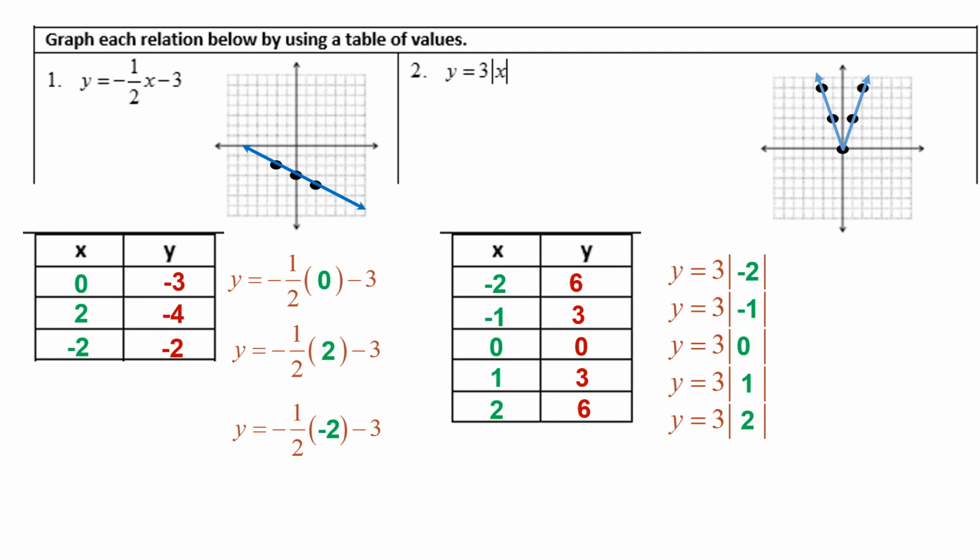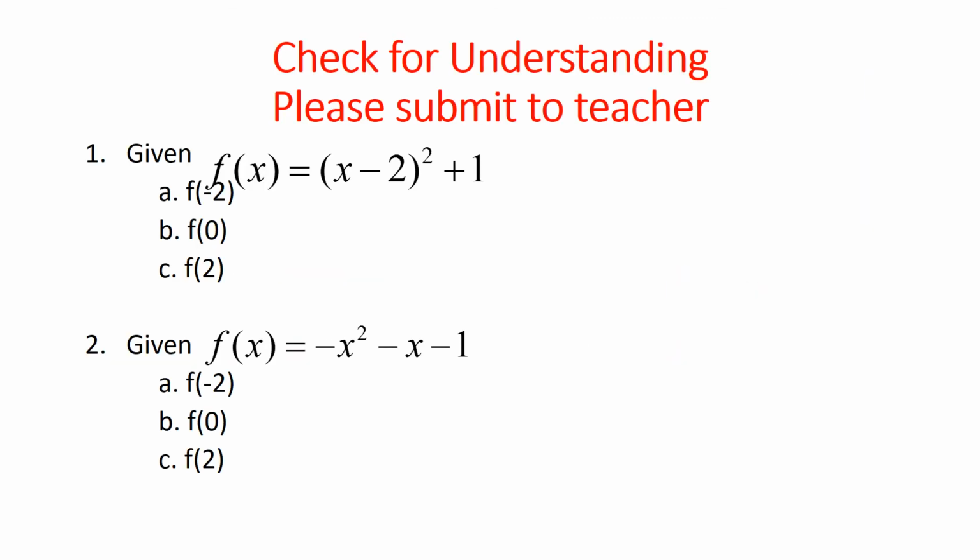Okay, so just to do a check for understanding, I would like for you to submit this to your teacher. You're given a function. The first one, the function is (x minus 2) quantity squared, plus 1. I'd like for you to find f of -2, f of 0, and f of 2. You can review your notes to see what to do when you're given a value. Okay, and also submit number 2. And that concludes the lesson from day 1.